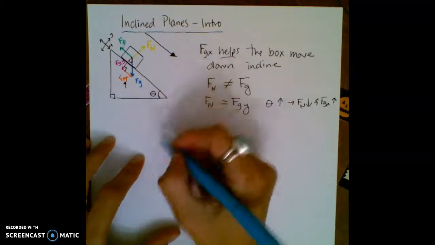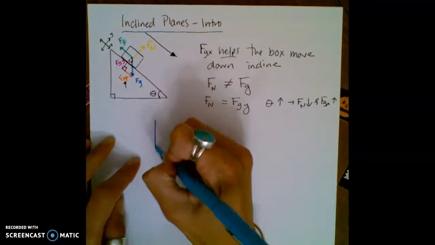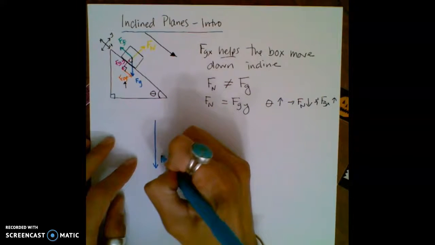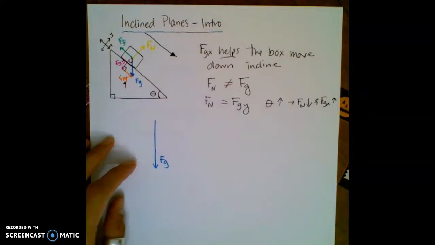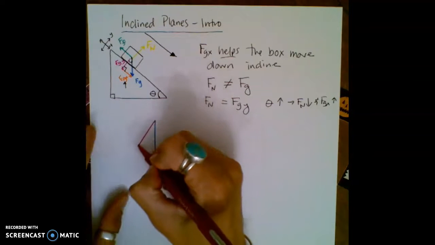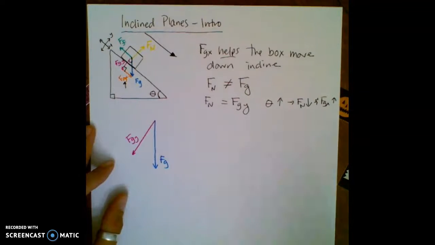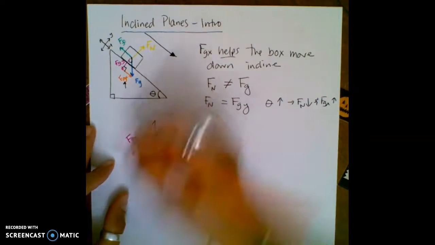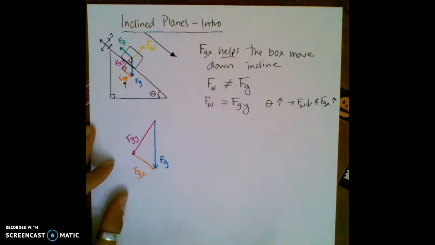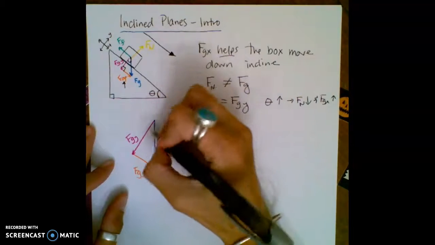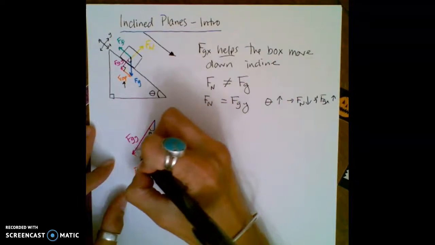So I'm going to draw our little trig triangle a little bit bigger here so we can see a little bit better. So here's Fg, here's Fgy, and here's Fgx. And this is theta. And here's your right angle.